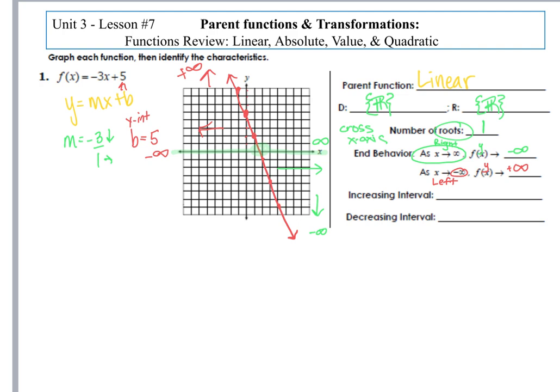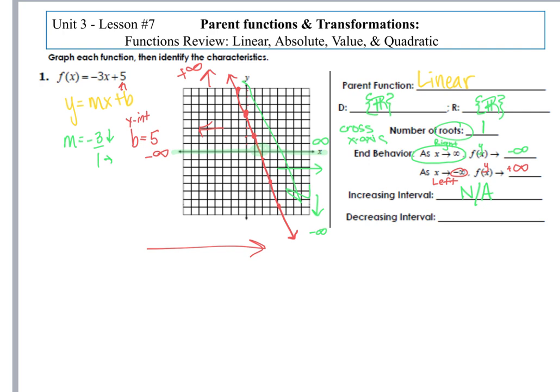Now increasing and decreasing interval. Now this is a little bit different, something we've done before. This increasing interval wants to know for which x values is our line moving upwards. Okay, so we read this from left to right. As I move from left to right, is this diagonal line ever moving up? No, it's consistently moving down. I'm going to kind of show it here. It's consistently moving downwards. So we do not have any increasing interval here. We'll put NA. It does not apply.